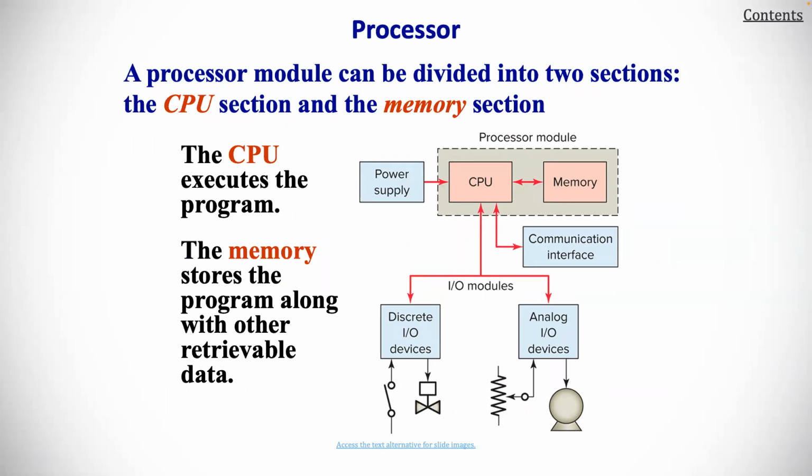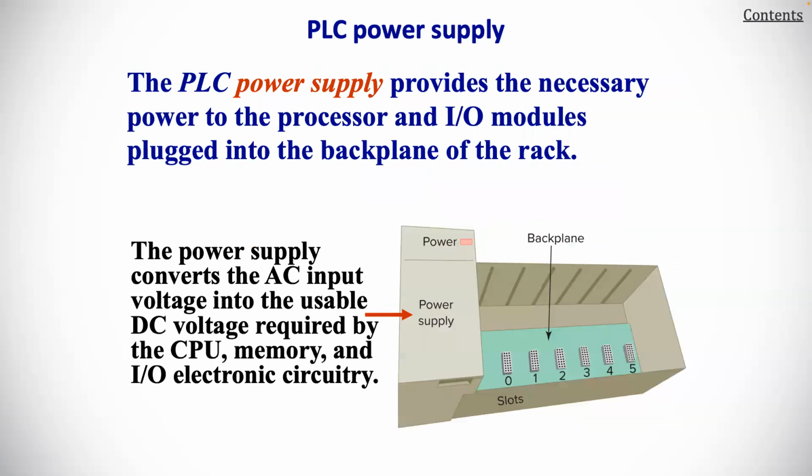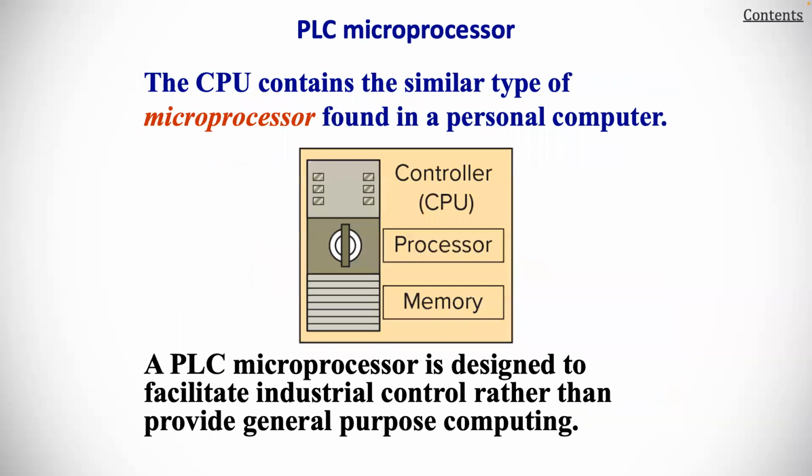A processor module can be divided into two sections, a CPU section and the memory section. The CPU executes a program. The memory stores a program along with the other retrievable data. The PLC power supply. The power supply provides the necessary power to the processor and I/O modules plugged into the backplane of the rack. The power supply converts the AC input voltage into the usable DC voltage required by the CPU, memory, and I/O electronic circuitry.